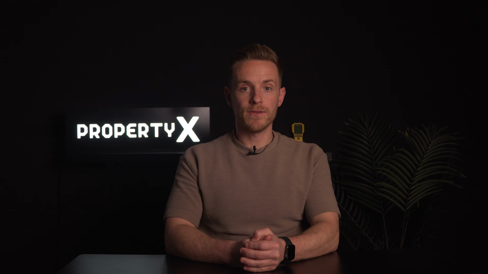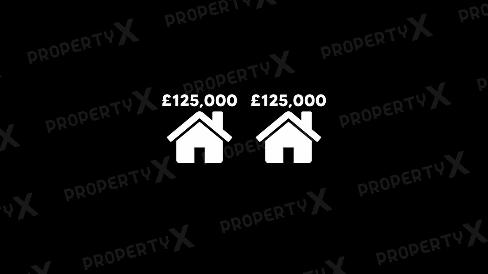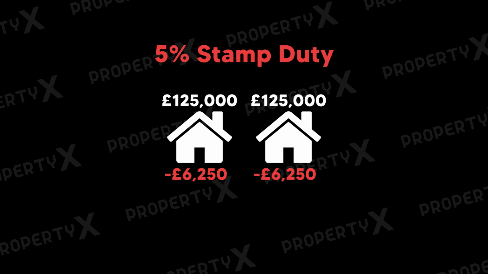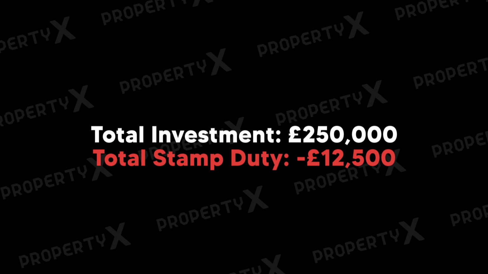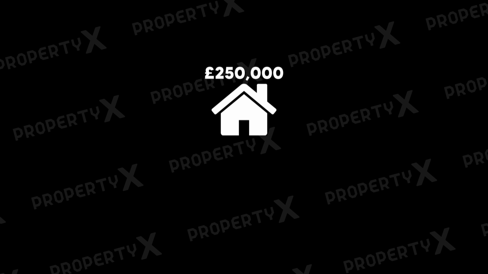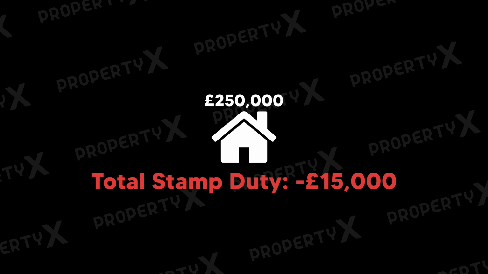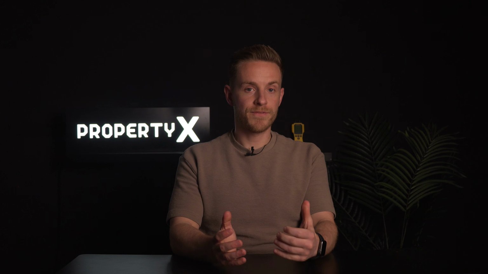So you could buy 2 properties at £125,000 instead of 1 property at £250,000. The difference in stamp duty will look like this. 2 properties at £125,000 means paying 5%, which is £6,250 on each, so a total of £12,500. The alternative option is to buy 1 property at £250,000, which would equate to £15,000 in stamp duty. So the follow-up question is, how does that model fit in with your portfolio building plans? Is it worth doing that for the additional saving of £2,500?